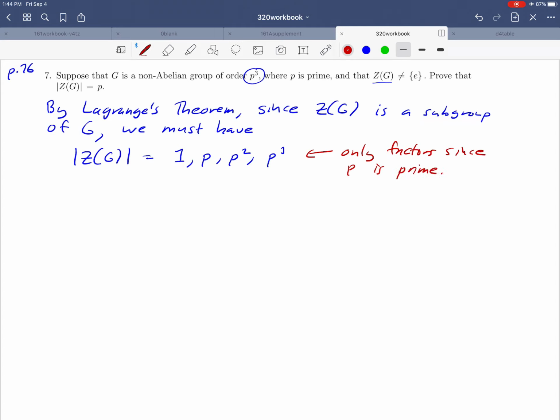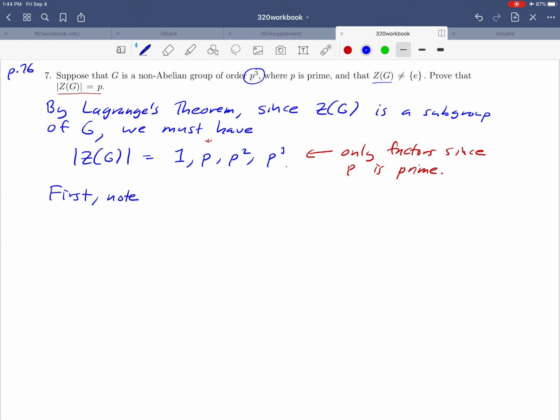Notice what we're trying to prove here. We want to prove that the order of the center is p, so the proof is going to proceed in cases. We need to rule out the other three possibilities one by one. Let's see if we can do that. The first one that I claim we can rule out is the p cubed case.